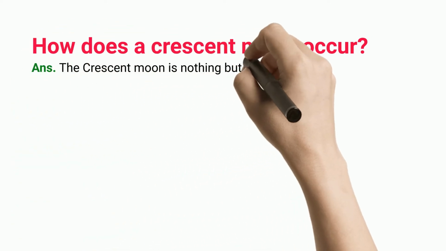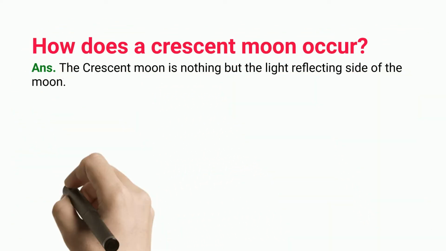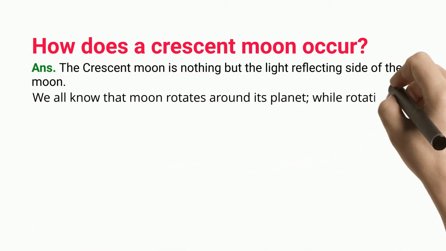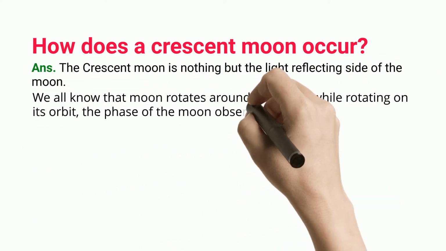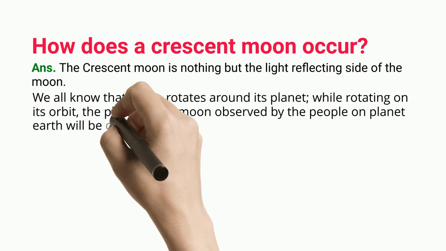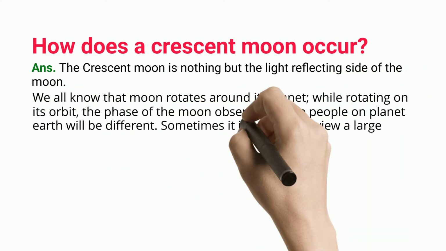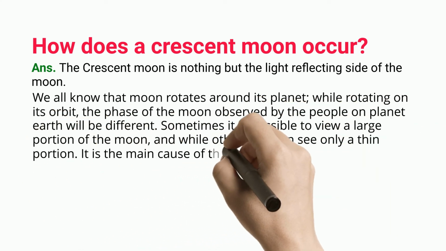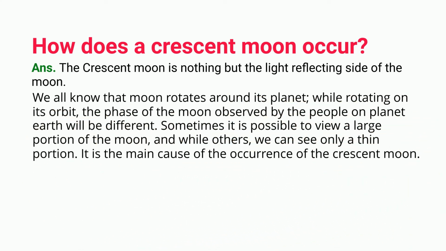How does a crescent moon occur? The crescent moon is nothing but the light reflecting side of the moon. We all know that the moon rotates around its planet. While rotating on its orbit, the phase of the moon observed by people on planet Earth will be different. Sometimes it is possible to view a large portion of the moon, while at other times we can see only a thin portion. This is the main cause of the occurrence of the crescent moon.